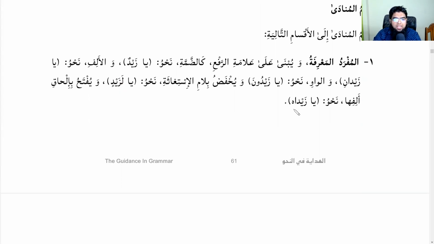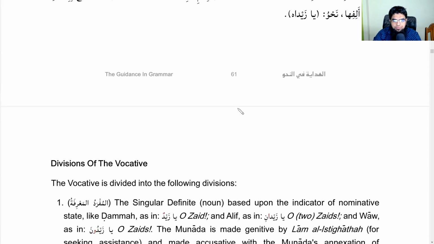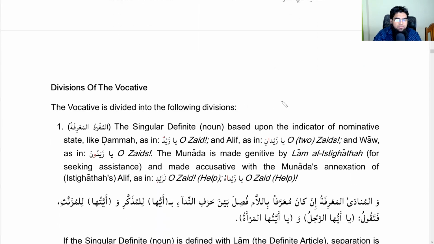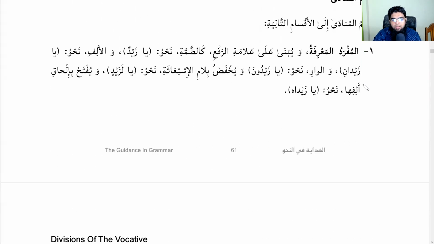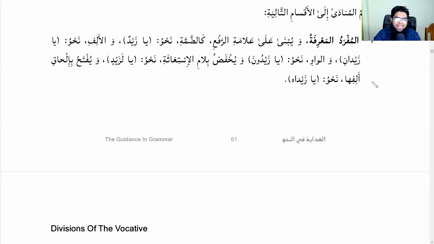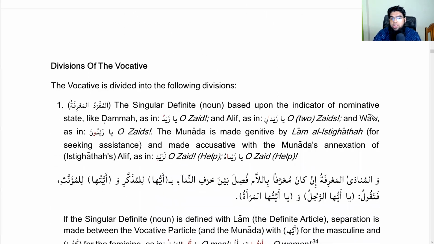ويفتح بإلحاق ألفها, or we can add an alif to it, as in Ya la Zaidin, or you can say Ya Zaidah. So there are two ways, he says. Ya Zaidah, we add an alif and ha at the end. Ya Zaidah, oh Zaid, help. Ya Zaidu is the normal one, but when you want to specify help, you can say it two ways: Ya la Zaidin or Ya Zaidah.